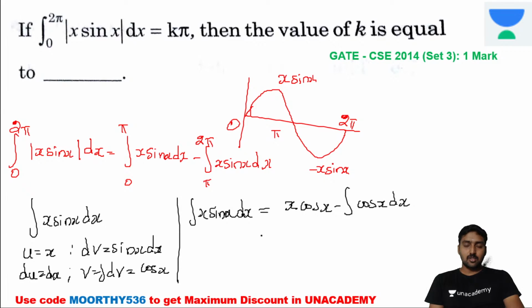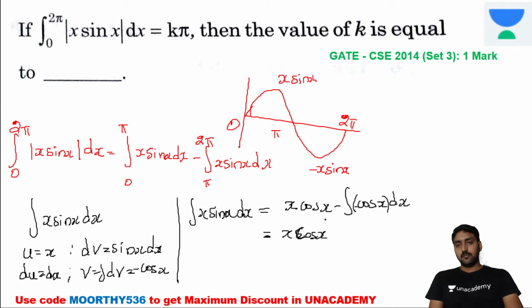The integral of sin x is minus cos x. Here also we are getting minus cos x. Is it clear now? Okay, fine. Now x into cos x: uv minus the integral of v into dx. V is minus of minus, plus cos, and the integration gives sin x. So this is what we are getting, right?